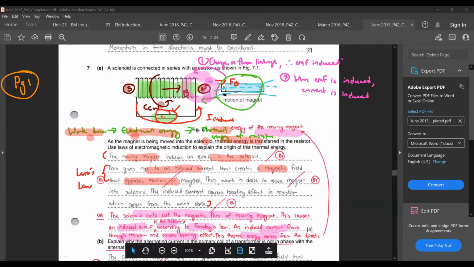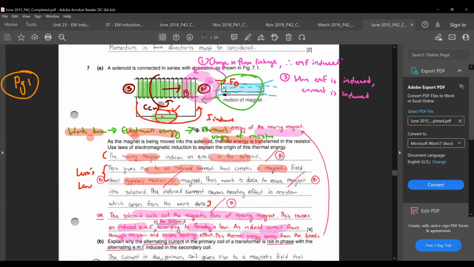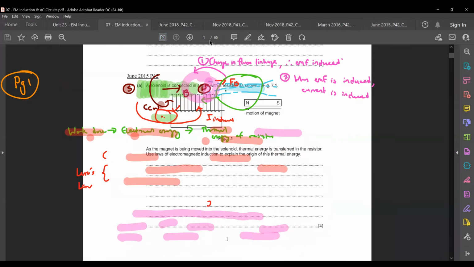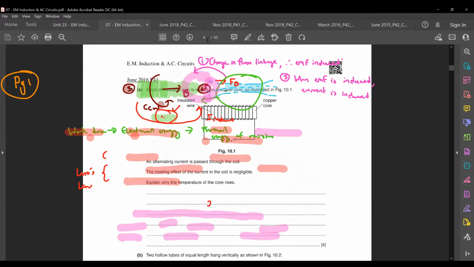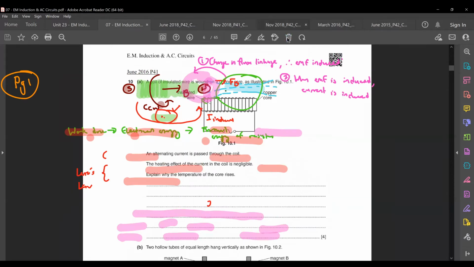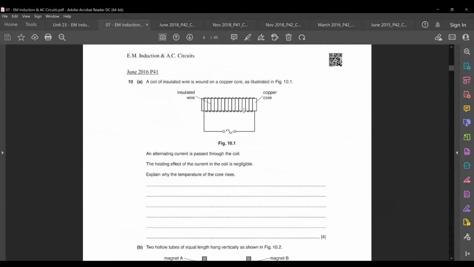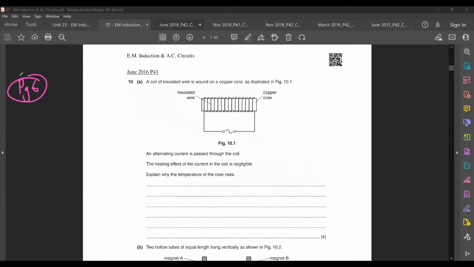Then after that, I will move on to another one. All right, so I move on to page 6. Page 6 will be this one. Page 6, I need to explain it a little. Page 6, June 16, P41.